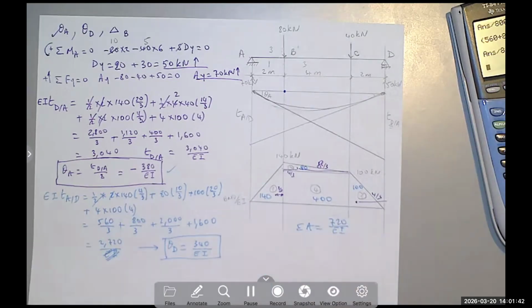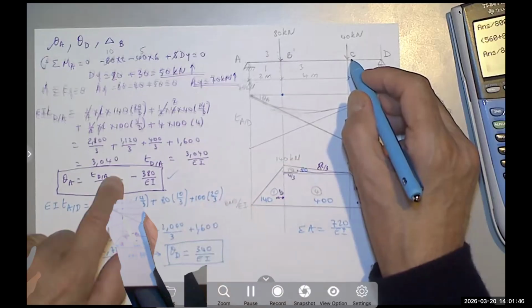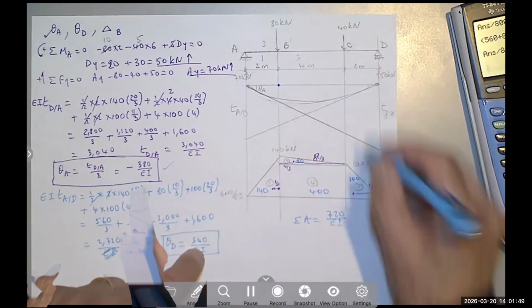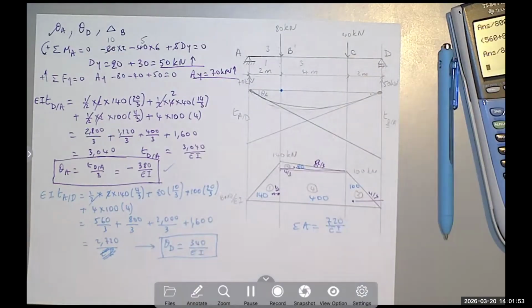I already found it. If I want this, I can either add these three to that or subtract 100 from that. So I get 240 over EI. What do you think? Make sense? Okay.